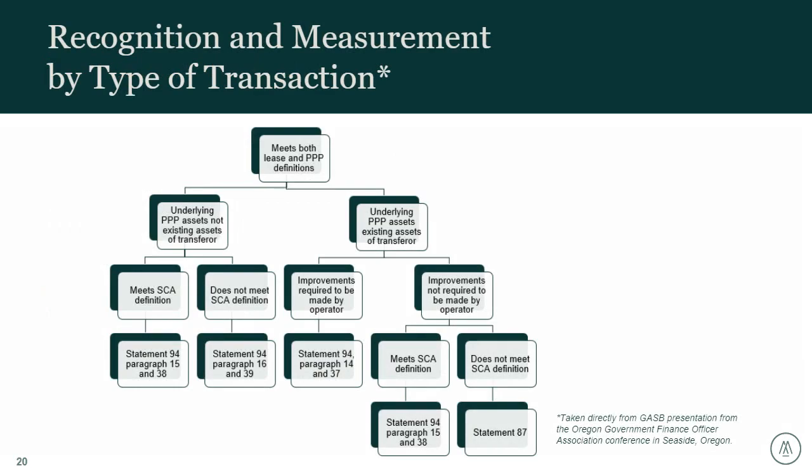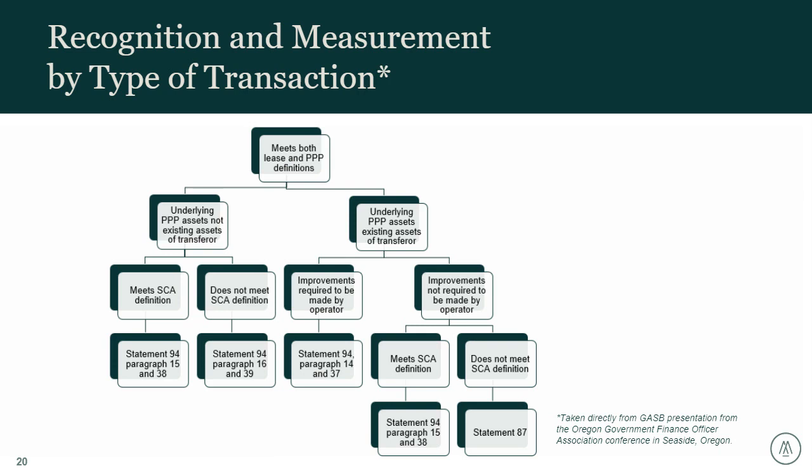Here's that slide I was talking about that I think is a really good way to understand how to recognize and measure these types of transactions. Starting at the top, we have something that we think is either a PPP or a lease. So the first thing we want to consider is, is this an asset that is pre-existing or is it something that is going to be constructed? Let's first look on the left, where we're talking about assets that are not currently existing. Then we ask ourselves, is this a service concession arrangement or not an SCA?